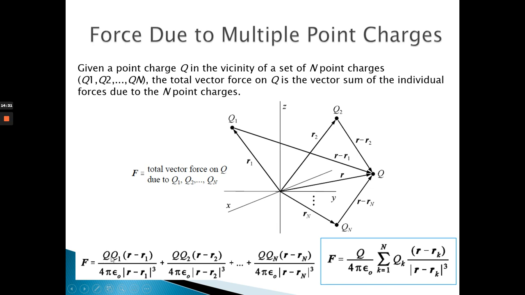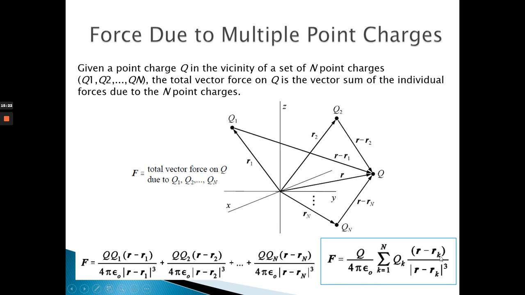So this is like this. We will find the force on Q due to Q1, due to Q2, and so on, and then we will add them, and then we will get the final equation. The final equation is the summation of the main charge Q over 4 pi epsilon, and the summation with k equal to 1 means from Q1, Q2, Q3, varying these values 1, 2, 3, 4, it will determine Q1, Q2, Q3, Q4 and so on.